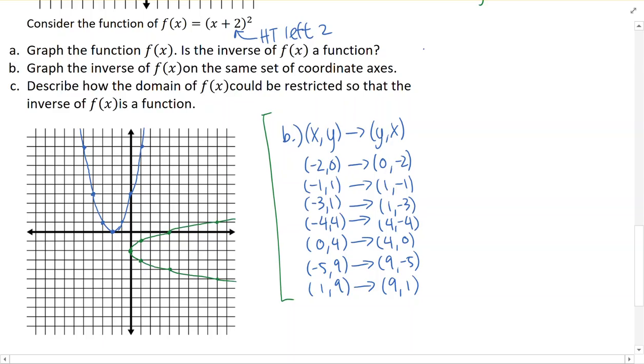There we go. Okay. So once we've graphed it, let's go back to question A and determine, is the inverse of f of x a function? Again, to determine if it's a function, use that vertical line test. When you draw a straight line down the page, I'm crossing more than one point. So, nope. It is not a function.